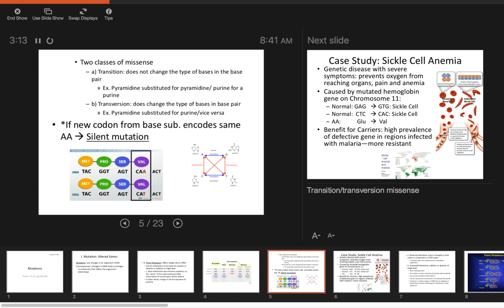Okay, so that's transition. Transversion means you go opposite. A pyrimidine substituted for a purine. So like you go from A to C. You get a transversion there. If the new codon from a base substitution encodes for the same amino acid, then that's where that silent mutation comes from. So here's another example of a silent mutation. CAA turns into CAT. It still codes for valine. So silent mutation. This diagram is showing the transition and transversion. I know it's kind of blurry, but from A to C, transversion. From A to G, transition.